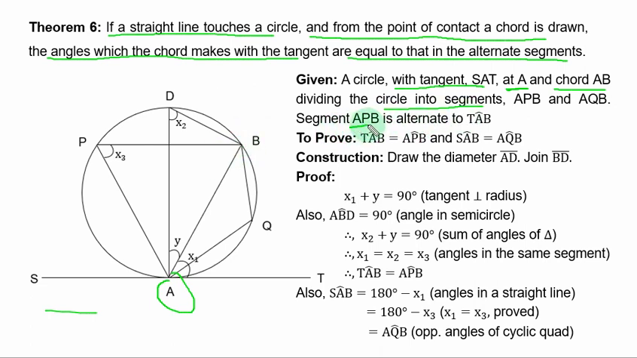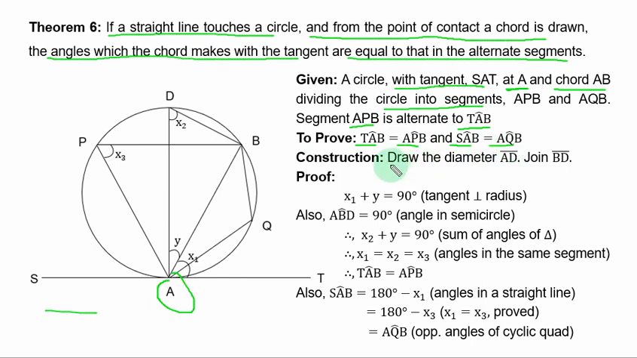So APB is alternate to angle TAB. That is, segment APB is alternate to angle TAB. To prove that angle TAB is equal to angle APB, and angle SAB is equal to AQB.